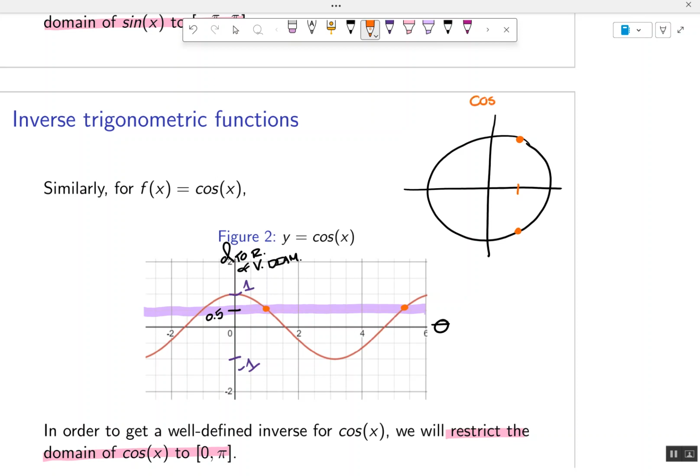So if I ask you cosine inverse of 0.5, well, I want to be able to pick only one of these. So one of them is this angle measure, theta 1, and the other is this angle measure, theta 2. So I want to be able to confidently say theta 1. So we do the same thing. We only consider a half of the revolutions. So in this case, for the cosine, we're going to consider the angle measures from 0 to pi.